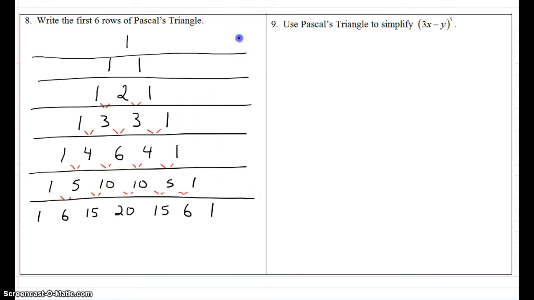And this isn't our first row, this is our 0 row. And then 1, 2, 3, 4, 5, 6. And so these are the coefficients I would use with a 6th degree. And so we'll look at number 9 and see how we use this row here to expand that binomial.